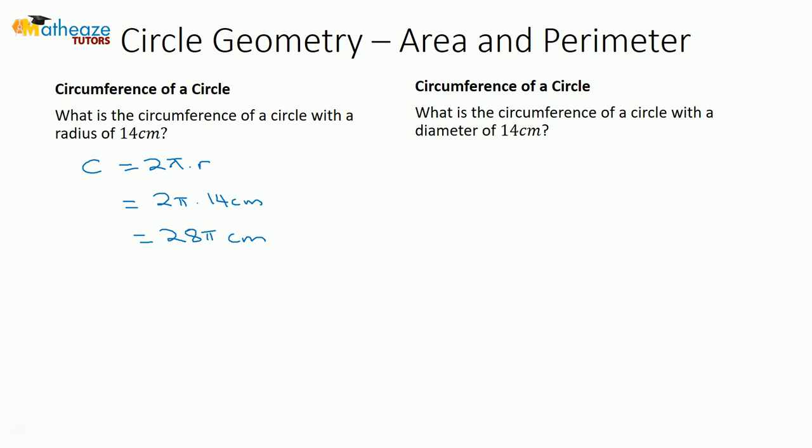What is the circumference of a circle with a diameter of 14 centimeters? The circumference here is pi multiplied by diameter, which is going to be pi multiplied by 14 centimeters, which is 14 pi centimeters.